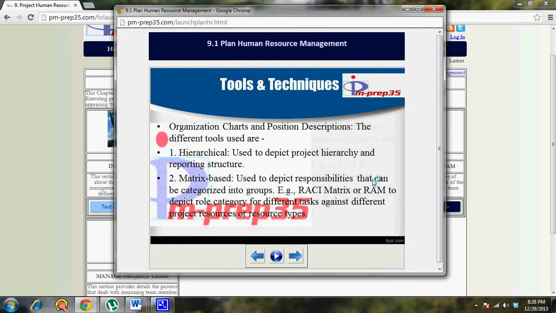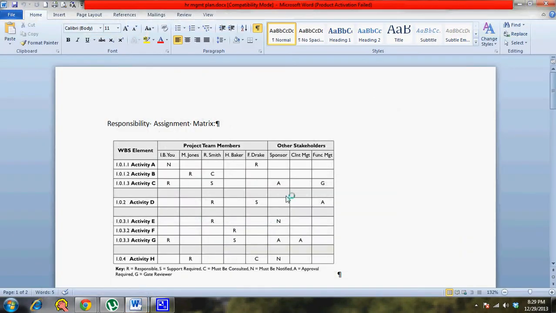But if you have to specify roles and responsibilities, then you have to use a matrix-based structure, wherein you have your resource names in the top columns, and then you have their activities to the left. So this is called a responsibility assignment matrix. You can see some of the examples here. This is one example of a responsibility assignment matrix, wherein you have the activities in the first column to the left. Then at the top you have the project team members or their names or the department that they are from.